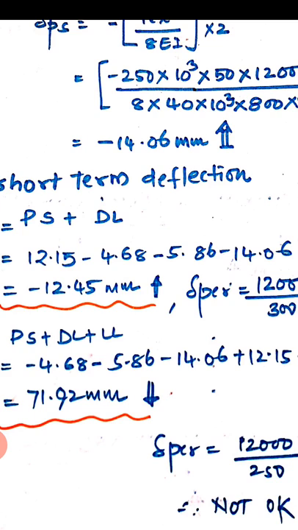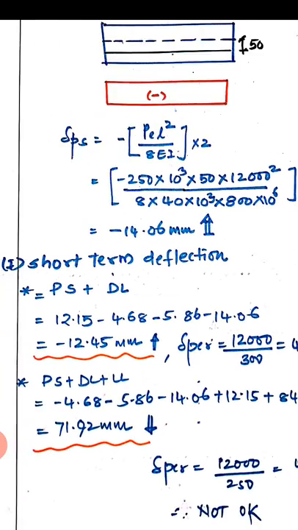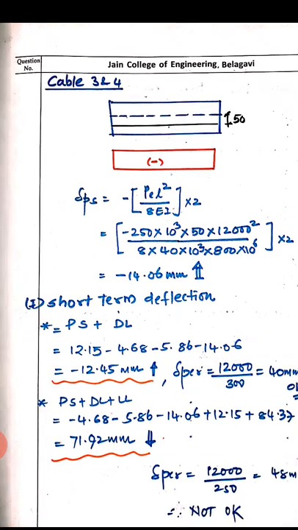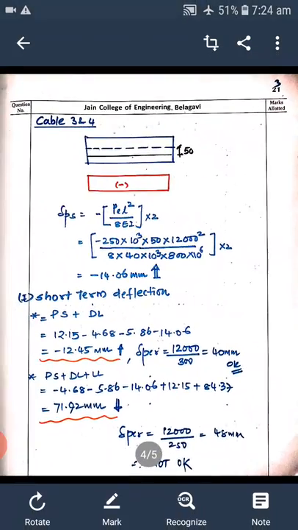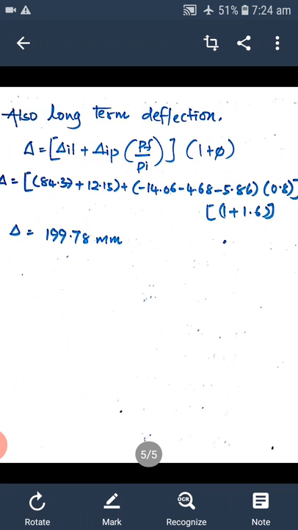We only have to check whether it is within the limit or out of the limit. Here the deflection is more. Why? Because the span of the beam is more. It is 12,000 mm, that is 12 meters. So that's why the deflection is more. The next is we have to find out the long-term deflection also.